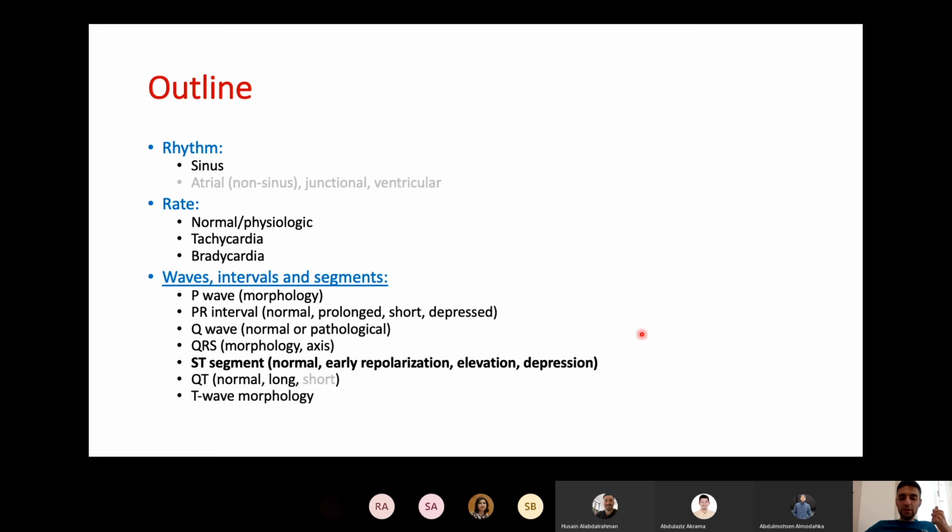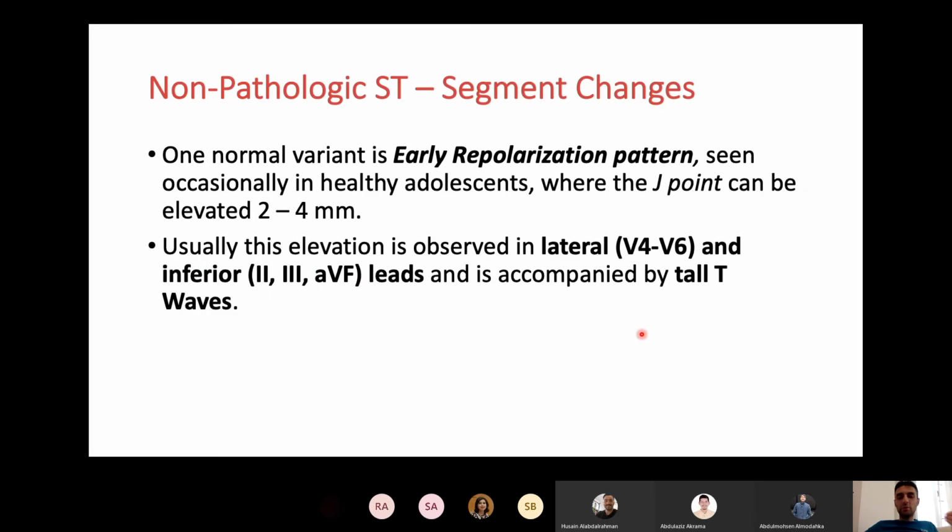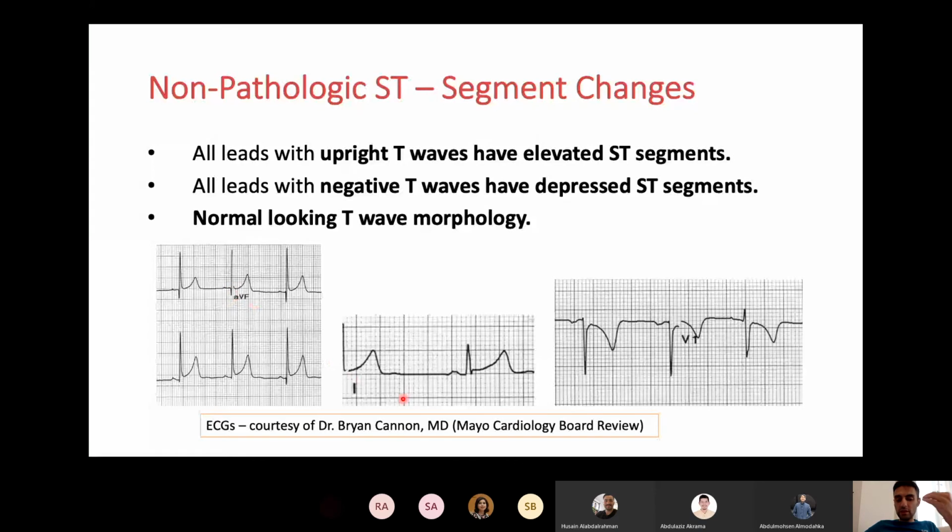However, there's something called early repolarization, which is a non-pathologic ST segment elevation that is seen in young, healthy individuals. This ST segment elevation is normal or benign, usually seen in lateral and inferior leads, and usually there is T wave ST segment concordance, meaning if you get this ST segment elevation, the T wave is also elevated. If you have ST segment depression, the T wave is also depressed, or inverted, sorry. So, for example, here you have a little bit of ST segment elevation and a T wave that's upright. Here you have ST segment elevation and a T wave that's upright.